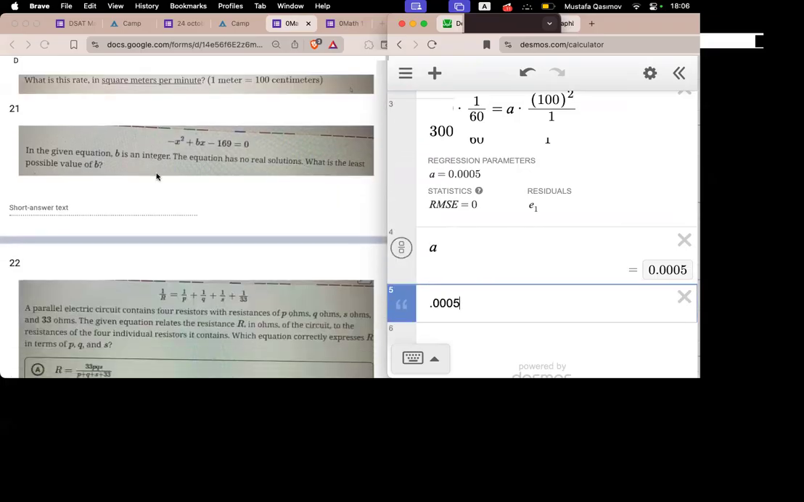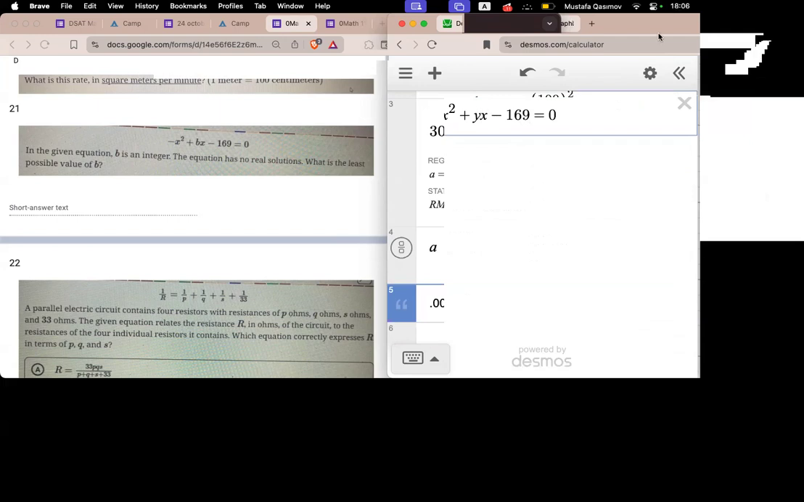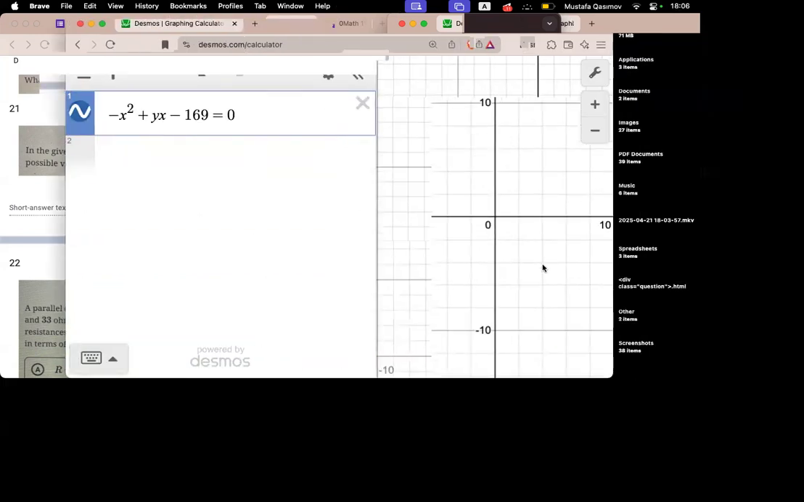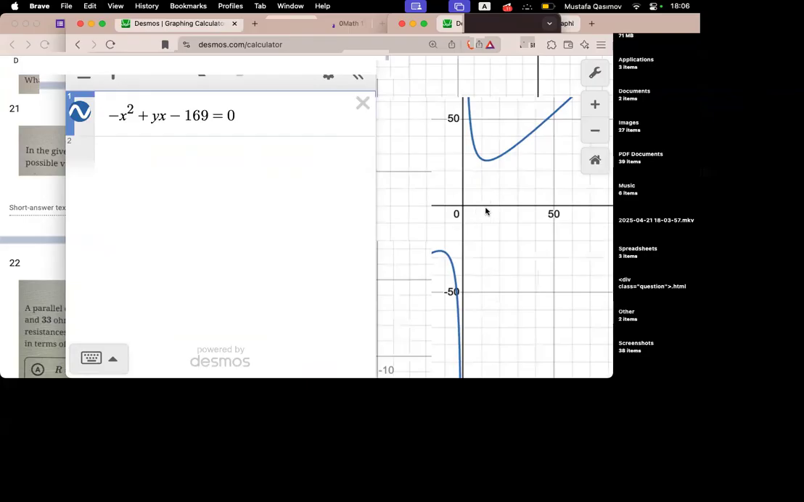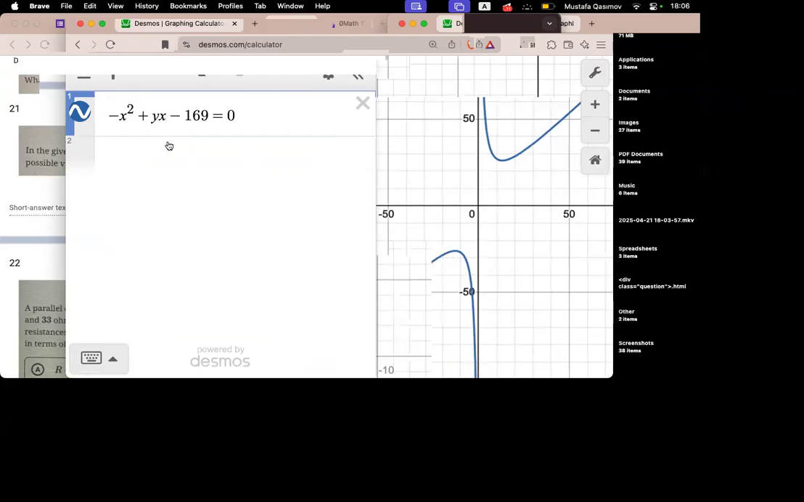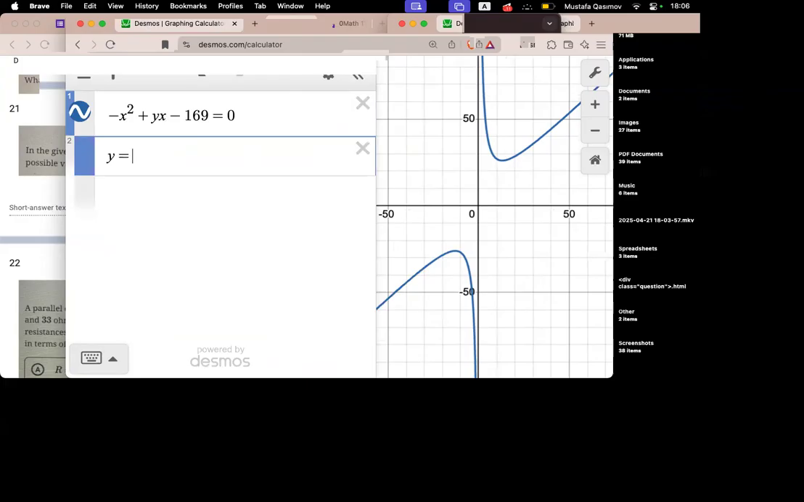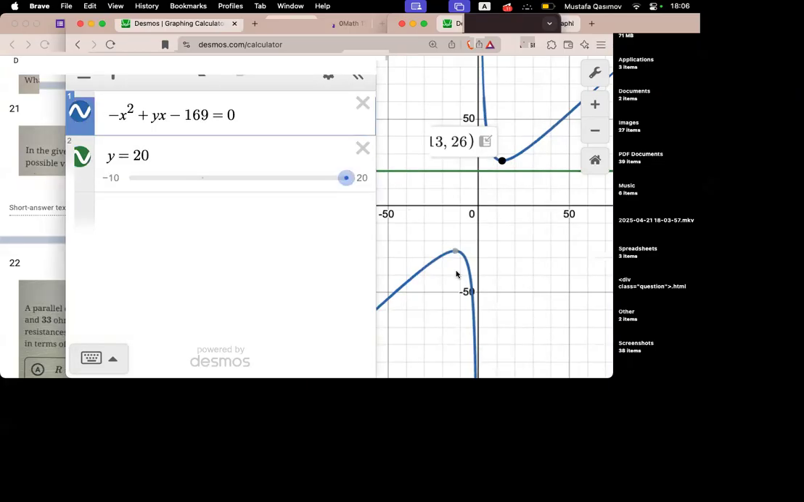21. Negative x squared plus bx minus 169 is equal to 0. Write y instead of b. Then look here. So we got something like that. Let's give some value instead of y, for example y is equal to 20. You can see that we don't have an intersection point, right? So it means that when b is equal to 20, we don't have any solution. So between 26 and negative 26, we don't have any solution.